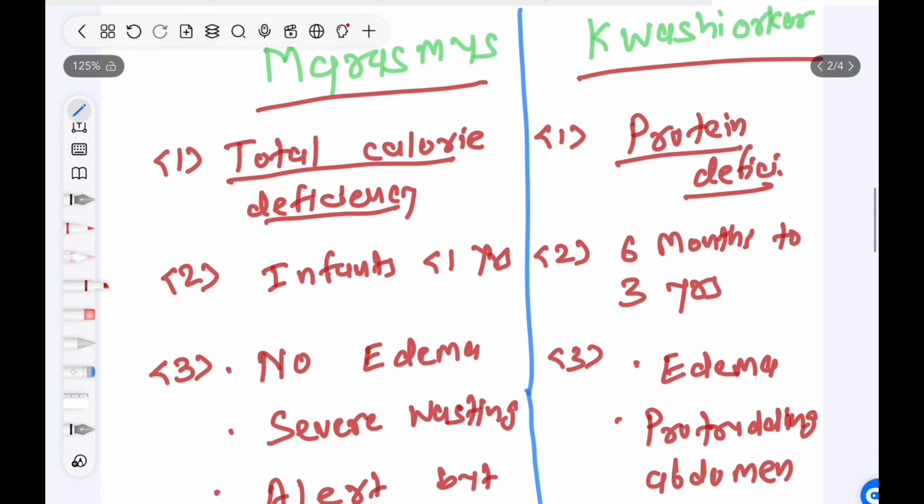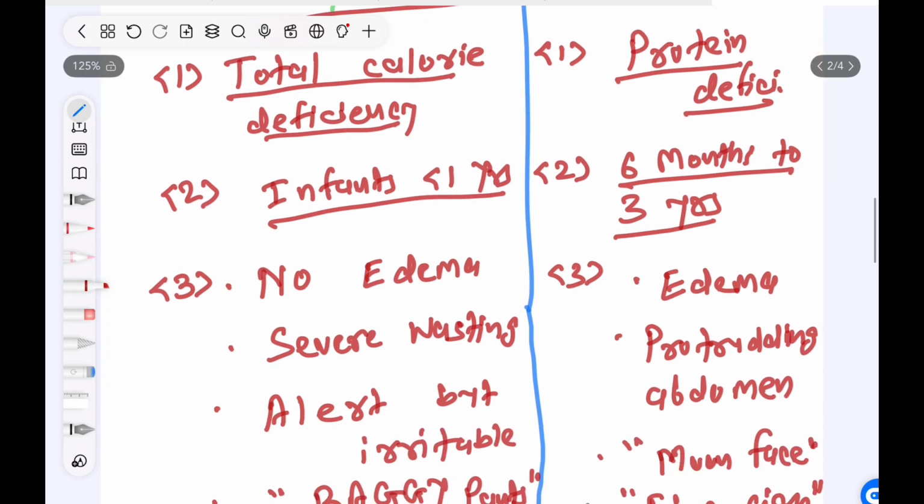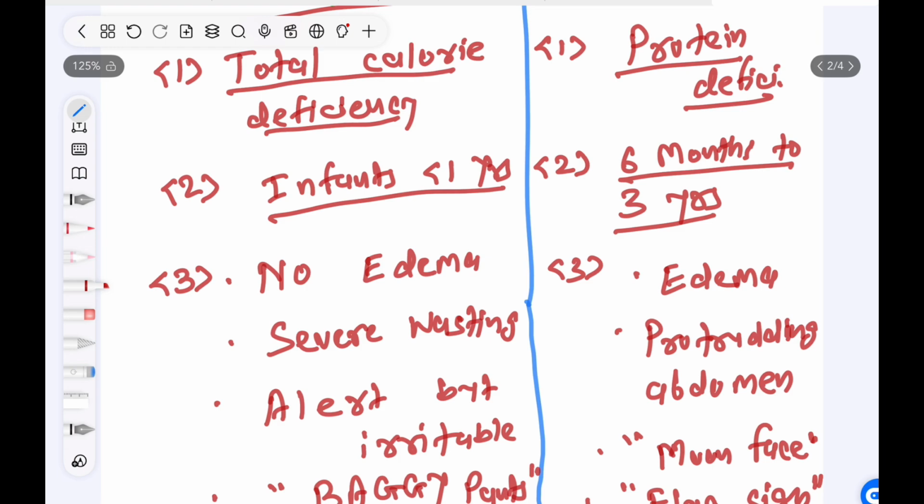Then the second and most important point is age group. Okay, so in marasmus, seen in infants less than 1 year old, so usually when breast milk is replaced too early. In Kwashiorkor, seen in older children 6 months to 3 years, often after weaning when diet is rich in carbs but poor in protein. Then let's discuss about the clinical feature.